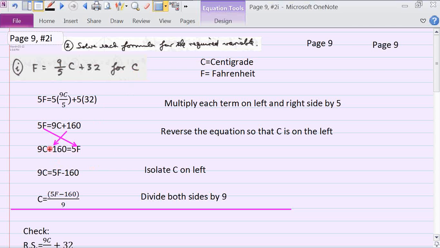I move the plus 160 from the left side to the right. So the plus 160 becomes minus 160. This way I have the term 9c solely by itself on the left. Now I divide the left side of the equation by 9, I get c. I divide the right side of the equation by 9 and I get that. So I have c is equal to 5f minus 160 over 9.